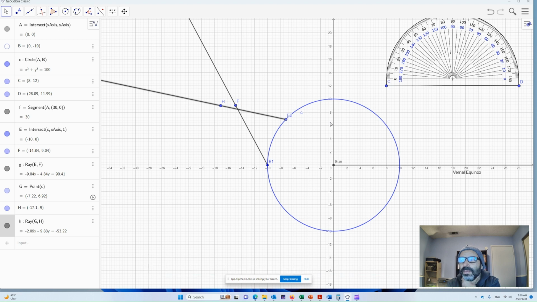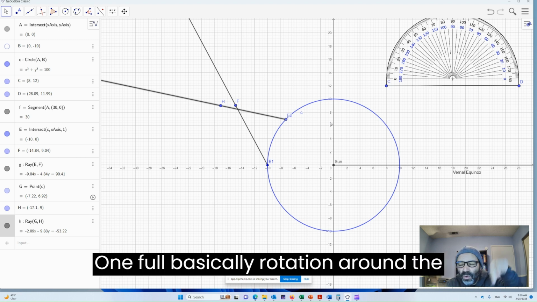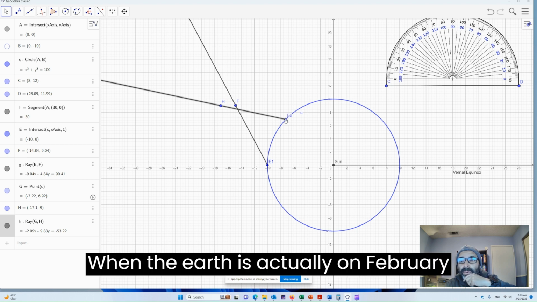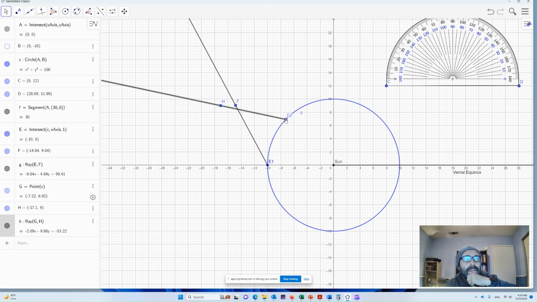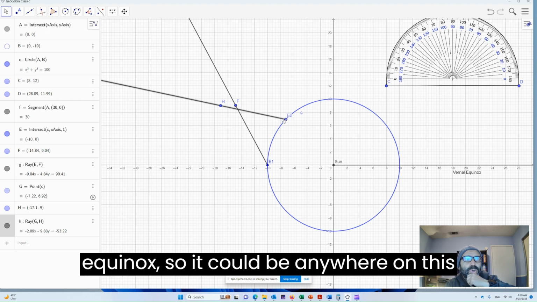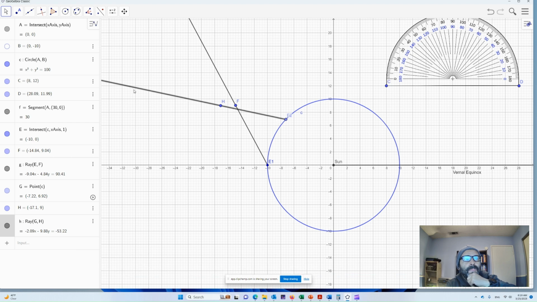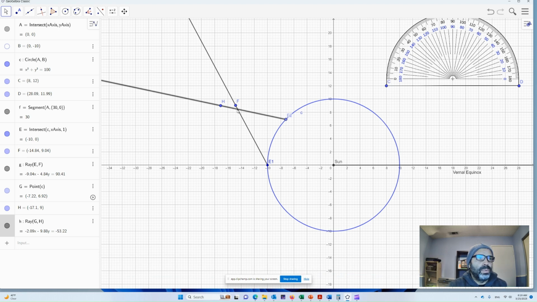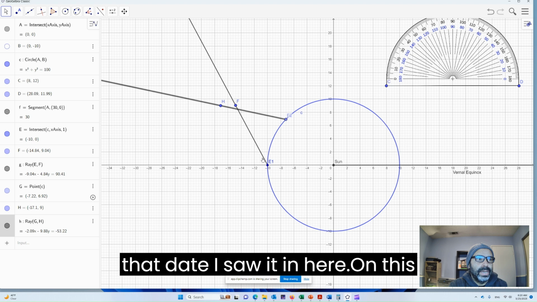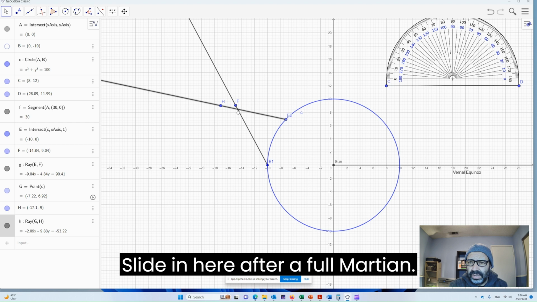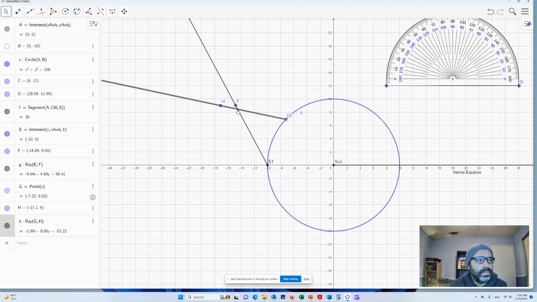Mars appears on February 5th, 1933, exactly one full revolution around the sun. When the Earth is actually on February 5th, 1933, here, Mars appears to be making an angle of 168 degrees with respect to the vernal equinox. So it could be anywhere on this line. The intersection of these two lines is exactly where it's supposed to be, because it was all along in here. When I looked at it on that date, I saw it on this line. When I looked at it on the second day, after a full Martian year, I saw it in here.